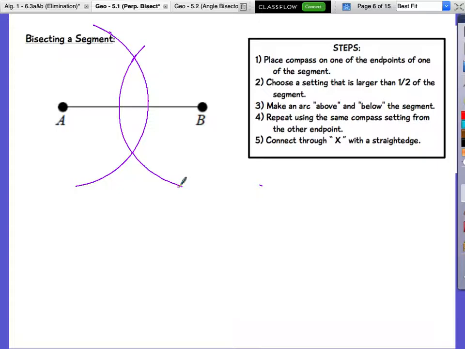As it goes through, it should intersect in two different places. It should make two little, as we'll call them, X's. An X there and an X there. It should make two of those.